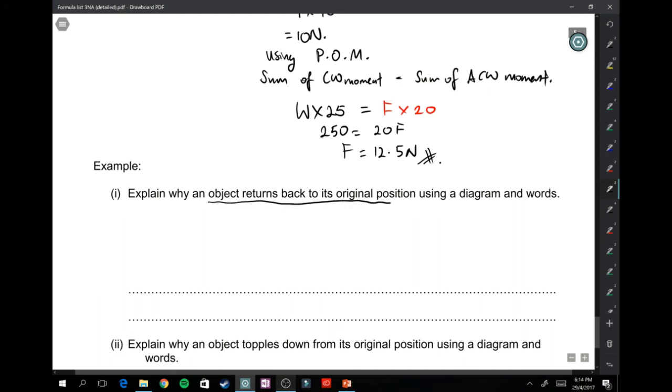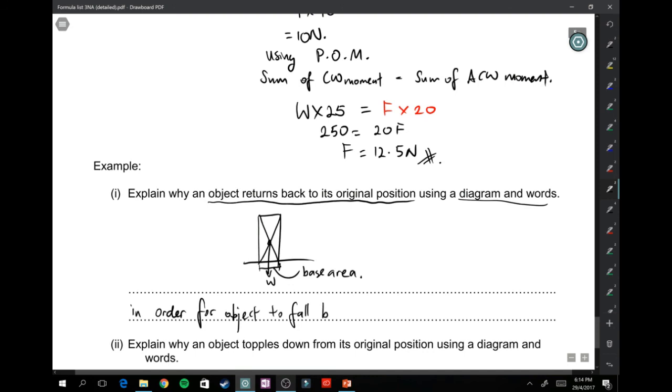Why an object returns back to its original position, using a diagram and words. Okay, so first we have this cuboid here. Okay, remember what we did in lesson. This is the W, and this is the base area. Okay, so in order for the object to fall back, the weight has to be within the base area.